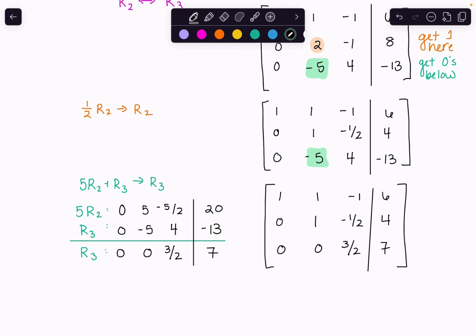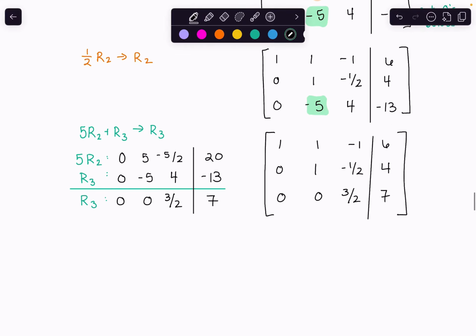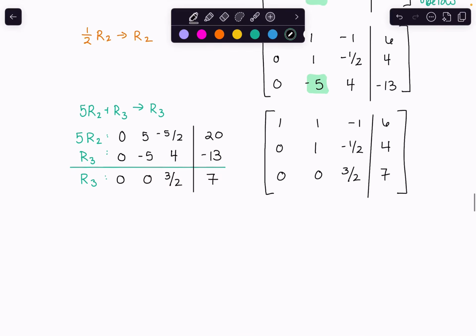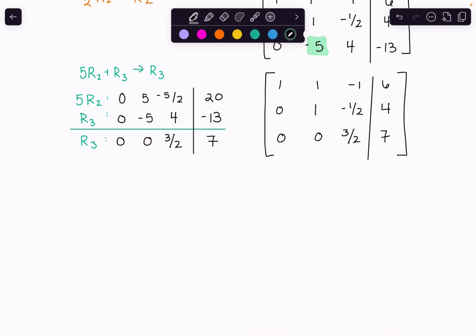Okay. Now from here, I can actually go ahead and just solve the system. So I, again, don't need to make this a 1 and then turn those into zeros as well. We're going to use a process called back substitution to solve the system.